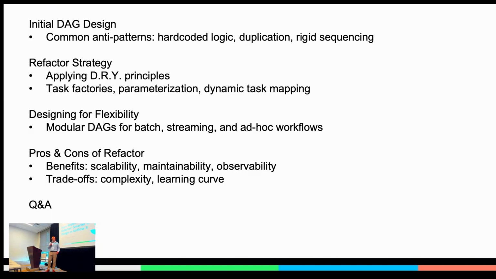Okay, in this presentation, I'm going to talk about the initial DAG design that we're trying to work through, and some of the common anti-patterns like hard-coded logic, duplication, rigid sequencing, our refactoring strategy, how do we make it better using the configurations and parameters, designing for flexibility, right? There's multiple ways to receive data nowadays with Airflow, so we can target batching, streaming, and ad hoc workflows. And there are pros and cons to this design workflow, and I'm going to discuss that.